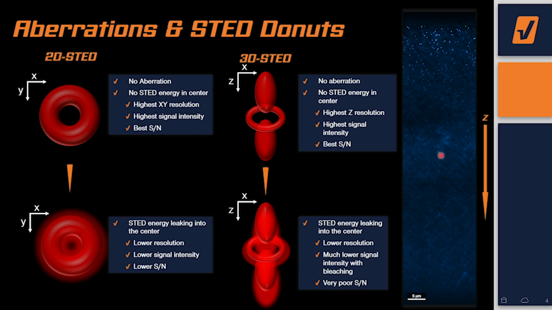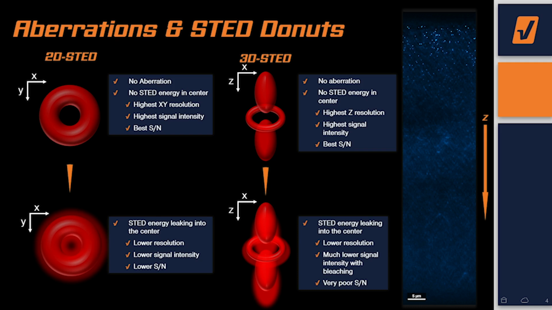We see here, this is again our bead sample, and this is a 3D STED image of it. And here in the upper region we get nice and isotropic super resolved beads. However, we also see that as soon as we go deeper than 10 to 15 micrometers into the sample, the image gets blurry and you basically don't see anything anymore.